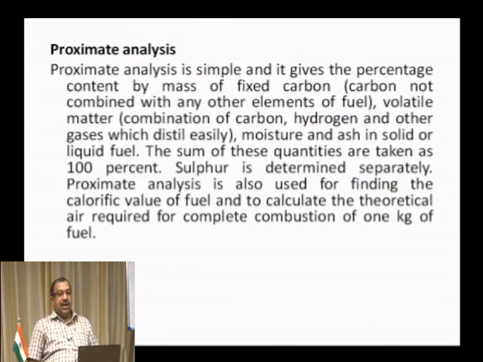Next, proximate analysis. Proximate analysis is very simple and it gives the percentage content by mass of fixed carbon, that is carbon not combined with any other elements of fuel. That means we are considering only the percentage of fixed carbon by mass. Volatile matter, that is a combination of carbon, hydrogen and other gases which distill easily. Moisture and ash in solid or liquid fuel. The sum of these quantities is taken as 100%.